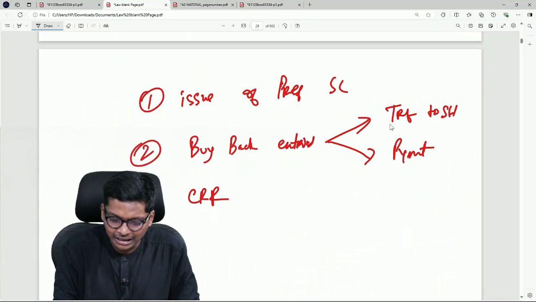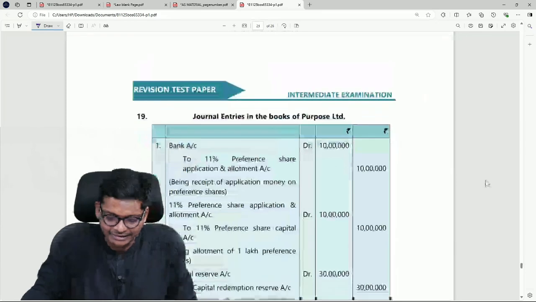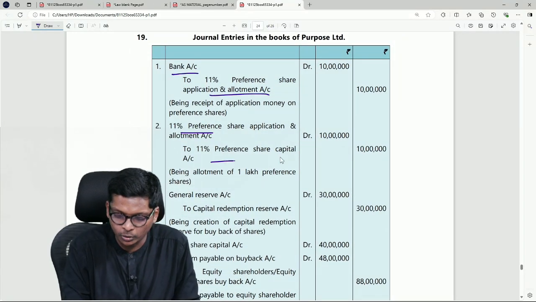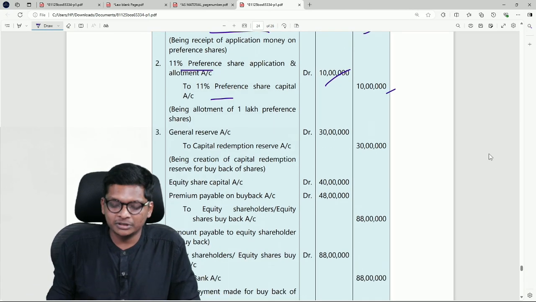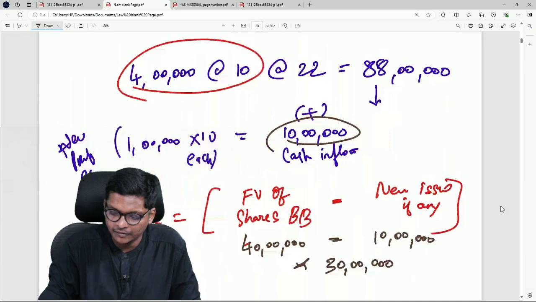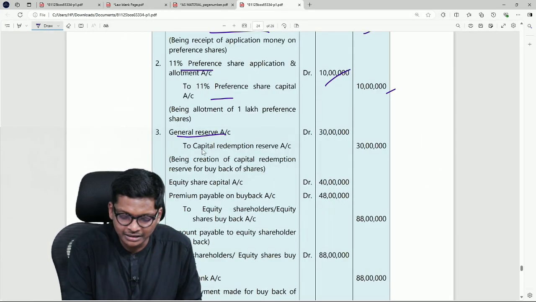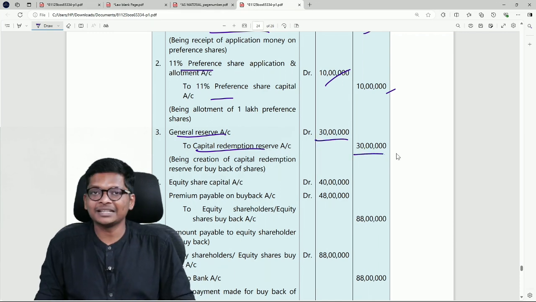Sir, what about the other entries? Issue of preference share capital, look at the entries, guys. Easy one, bank account to preference share application, preference share to allotment, 10 lakh, 10 lakh, 10 lakh is done. This is simple. Transfer to CRR, just now we computed 30 lakhs is going to be transferred to CRR. Look at that entry. General reserve to capital redemption reserve, 30 lakh and 30 lakh is done.